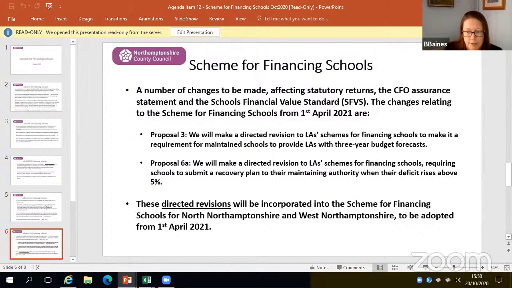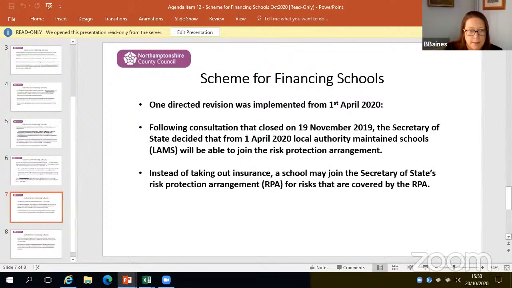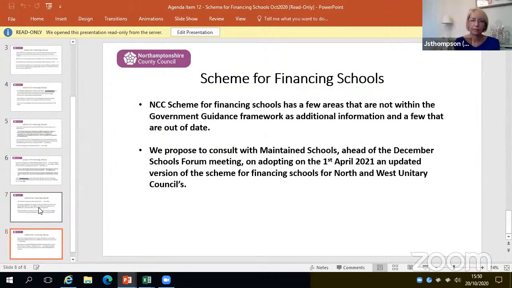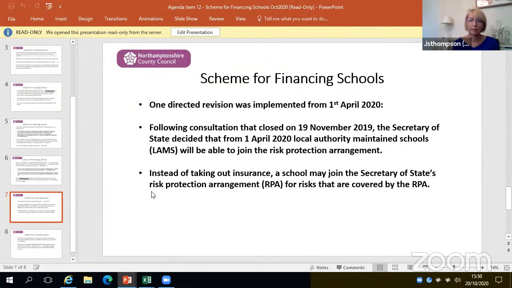Those directed revisions are being incorporated. Apologies. One directed revision was implemented from the beginning of April, which is that local authority maintained schools are now able to join the risk protection arrangement. And instead of taking out insurance, the school may join the Secretary of State's risk protection arrangement for risks covered by the RPA.